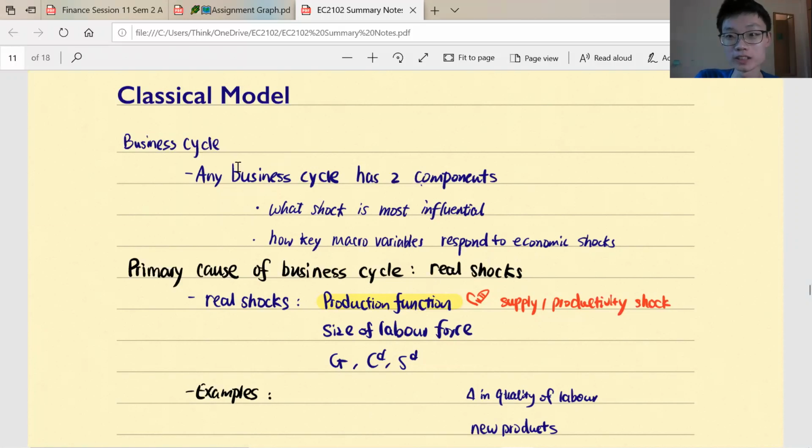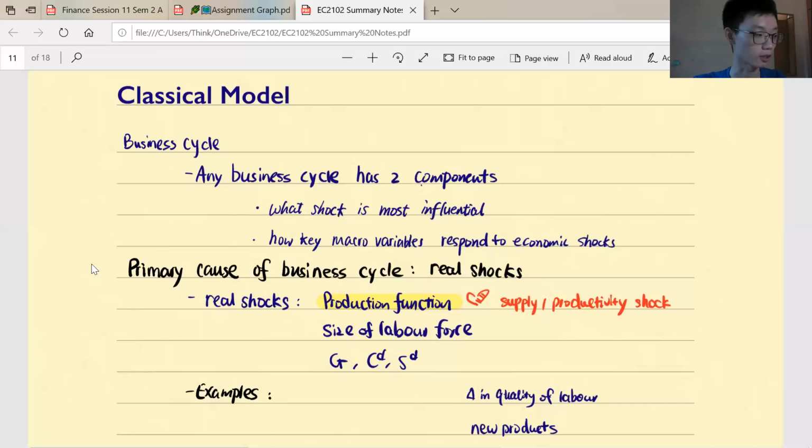So these models are used to explain the business cycles, what's really happening in the economy. Any business cycle has two components. First, what shock is the most influential and how key macro variables respond to the economic shocks. So there are many schools of thoughts, but according to the classical model, the primary cause of business cycle is the real shocks.